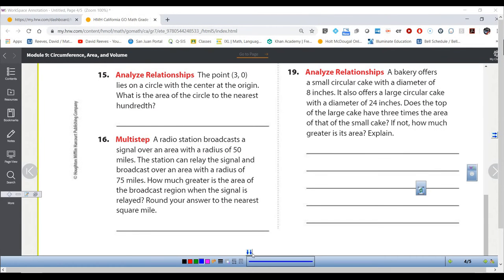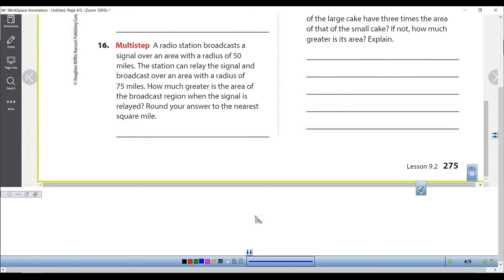Okay, so I'm going to need a little more space here. I'm going to make 2 circles, okay? So we have our first circle right here.